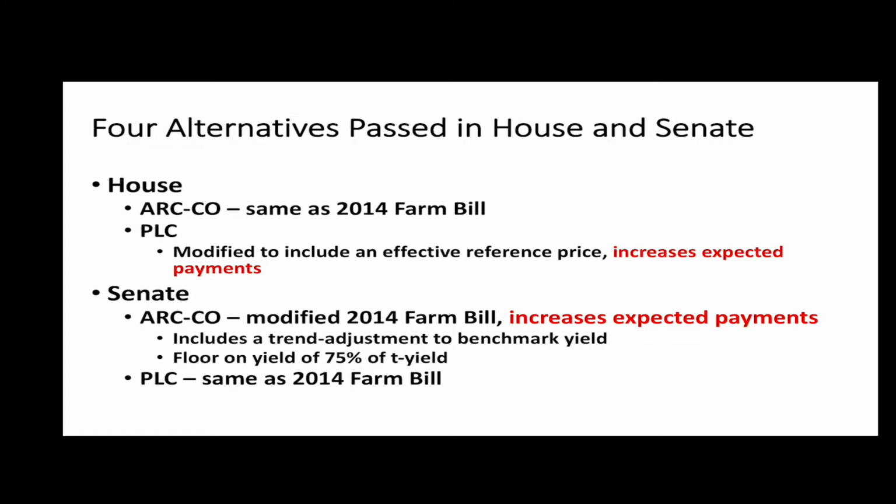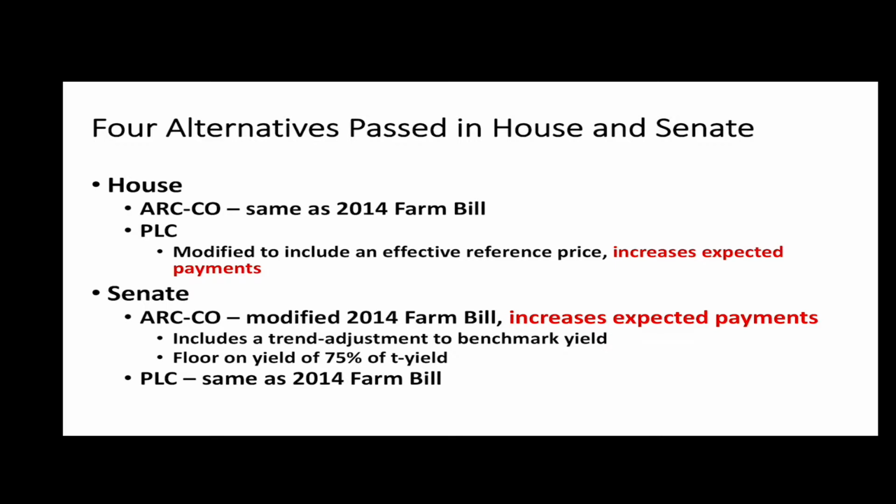The Senate has an ARC-County version, and that is modified from the 2014 Farm Bill, and it increases expected payments because it does two things. It increases the benchmark yield by a trend adjustment, and it also places a floor on the yield used in calculating the benchmark yield at 75% of the T yield. So ARC-County in the Senate version will usually have higher expected payments than that in the House. The PLC version in the Senate is the same as in the House.